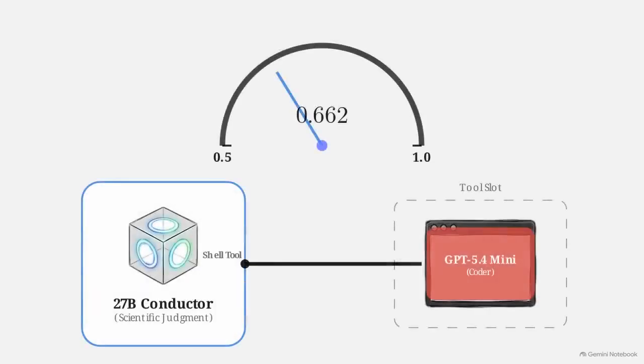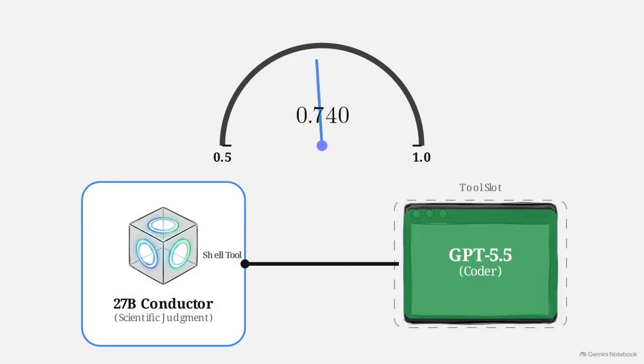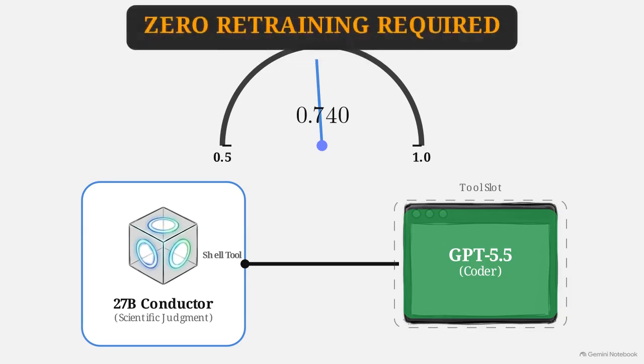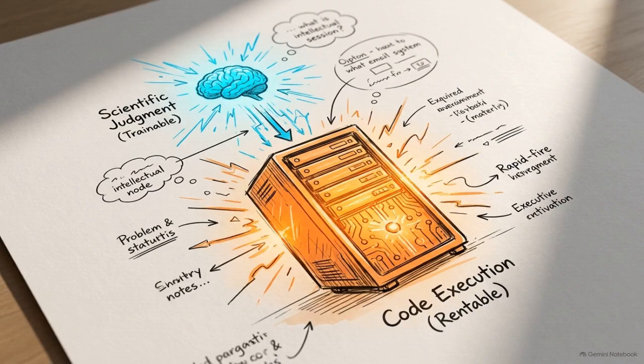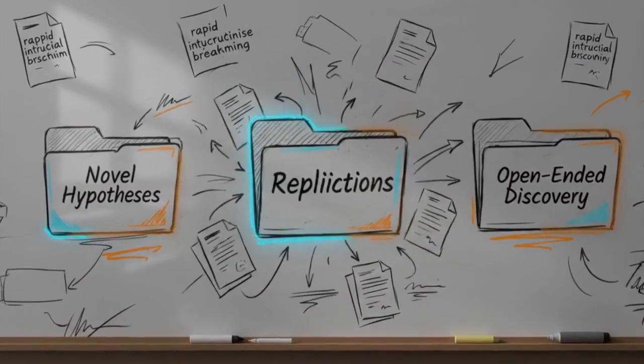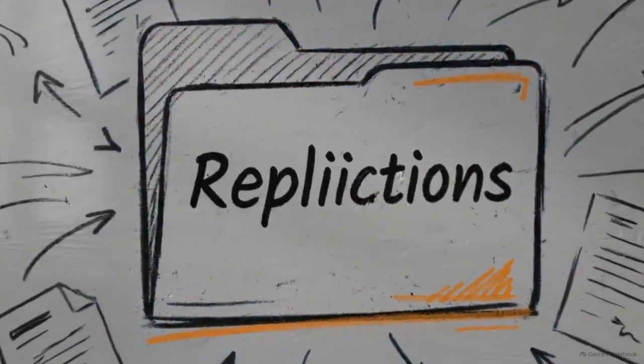By simply swapping the underlying coder tool from a mini-model to GPT 5.5 at runtime, Faraday's score instantly jumps from 0.662 to 0.740 with 0 retraining. The authors detail honest caveats. Absolute human-to-judge agreement is still low at 0.19, and the reward pipeline remains noisy. High-level scientific judgment is a trainable layer, while raw code execution is merely a rentable commodity. While replicating existing papers is a constrained starting point, it demonstrates a method for training agents on underspecified research tasks.